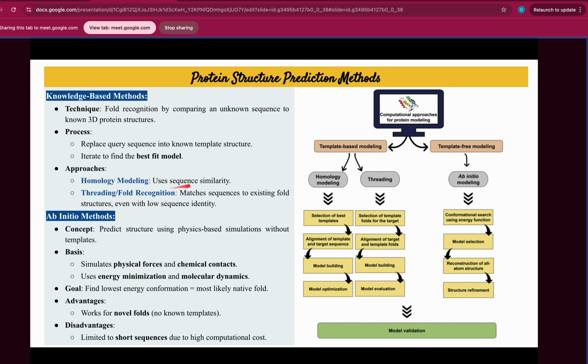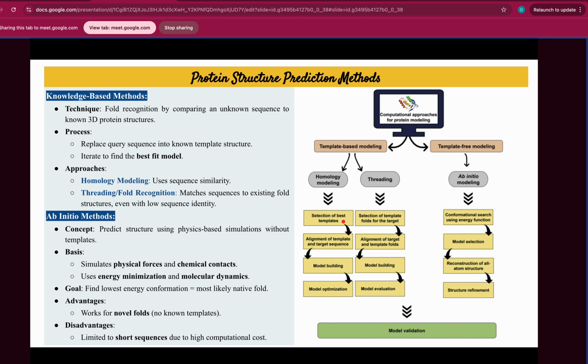In homology modeling, we simply look for sequence similarity. Whereas in threading or fold recognition, we match the sequence to existing fold structures even with low sequence identities. So even if two sequences do not have high sequence identity, we will simply see what fold it can adopt. So we look for existing fold structures, and these can be combined. For certain regions where homology modeling fails, we can do threading.